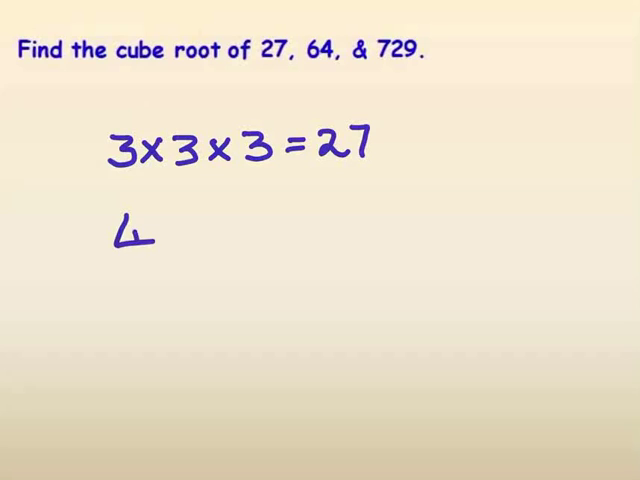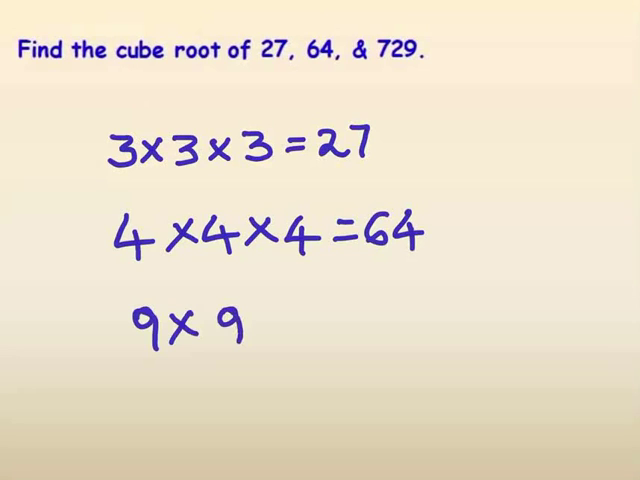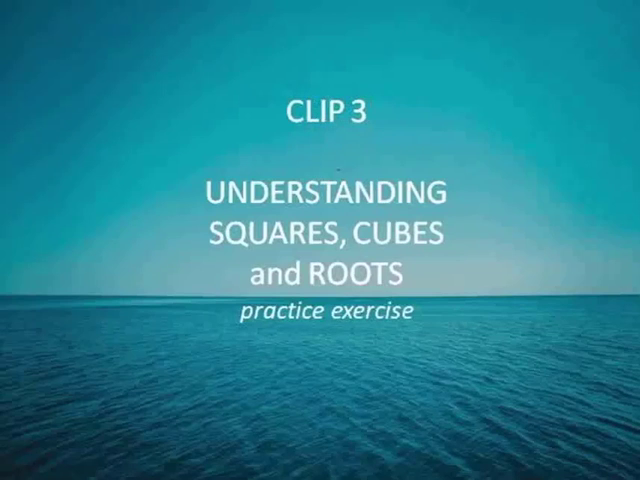Similarly, 64 is obtained by multiplying 4 times 4 times 4, which is 64. Hence, the cube root of 64 is 4. 729 is obtained by multiplying 9 times 9 times 9. Hence, the cube root of 729 is 9.